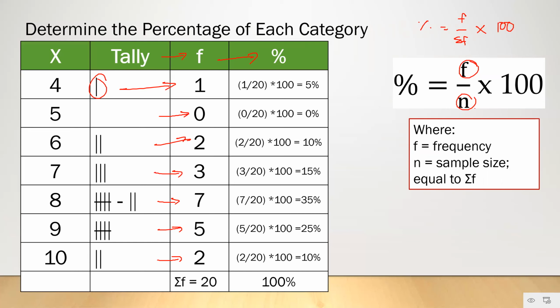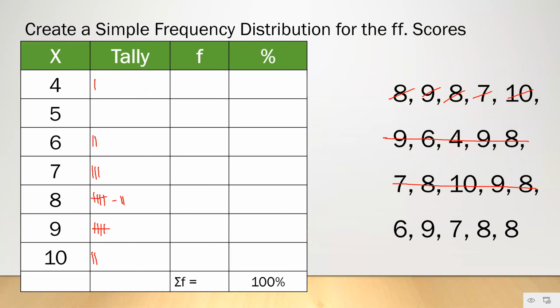Okay. So in this case, the N, the sample size or the number of observations, is equivalent to the summation of F. So in other words, if you add all the numbers in the F column, 1 plus 0 plus 2 plus 3 plus 7 plus 5 plus 2, you will get the total number of scores in the given, which is 20. Okay. To double check if your summation of F is correct, I suggest that you go back to your given and manually count if you have 20 scores in the given data set.